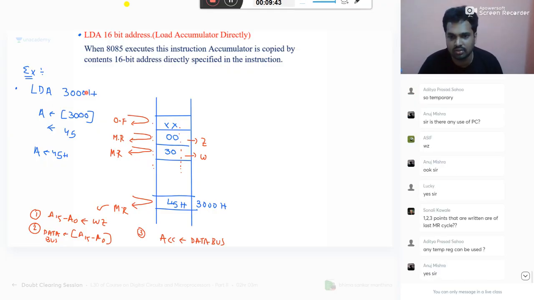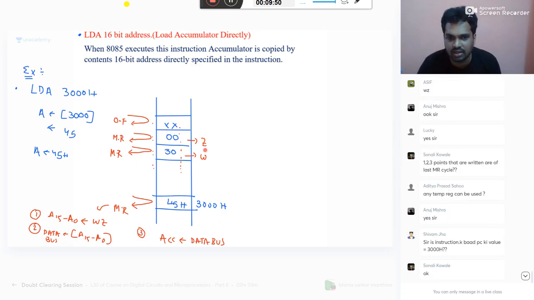Yes, correct, Sonali. Not any temporary registers. We have only two temporary registers, W and Z. Another temporary register is there that is used for ALU operations. That also we will discuss. No, that's what I said, Shivam.